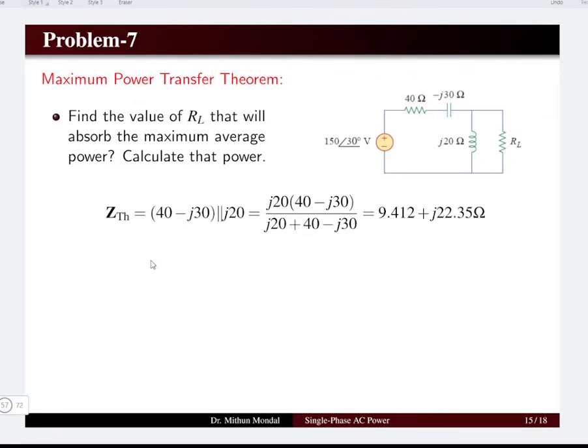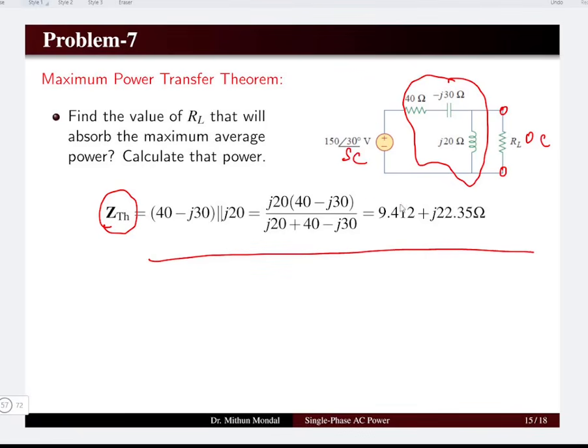Let us see how to calculate. So first we need to obtain the Thevenin impedance of the network. So we have to remove this load resistor and make it open circuit. We have to find out what is the Thevenin equivalent of this by short circuiting this voltage source. So we can use the concept of series parallel impedance, which comes to be 9.412 plus j 22.35 ohms.